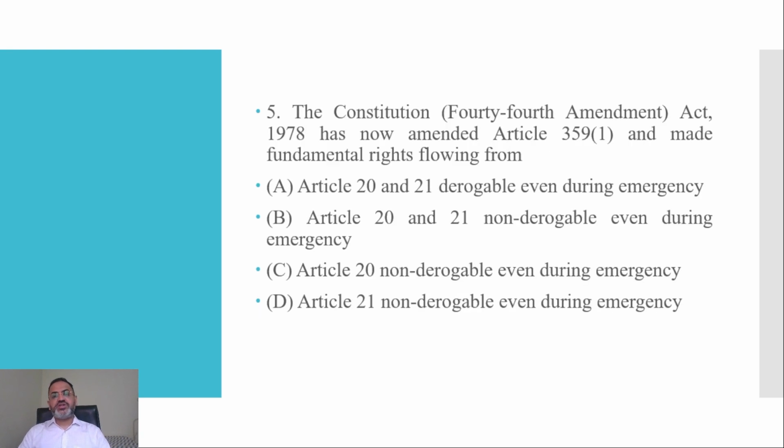Finally, the last question. The Constitution 44th Amendment Act 1978 has now amended Article 359 Clause 1 and made fundamental rights flowing from Article 20 and 21 derogable. No. Article 20 and 21 non-derogable even during emergency appears to be correct. Article 20 non-derogable, 21 is missing. Article 21 not, so 20 is missing here in option D. Clearly option B, both Article 20 and 21 have now become non-derogable rights, because after this amendment, the government can declare suspension of fundamental rights, but the government cannot declare the suspension of Article 20 and 21 as fundamental. So these two fundamental rights are therefore non-derogable fundamental rights.